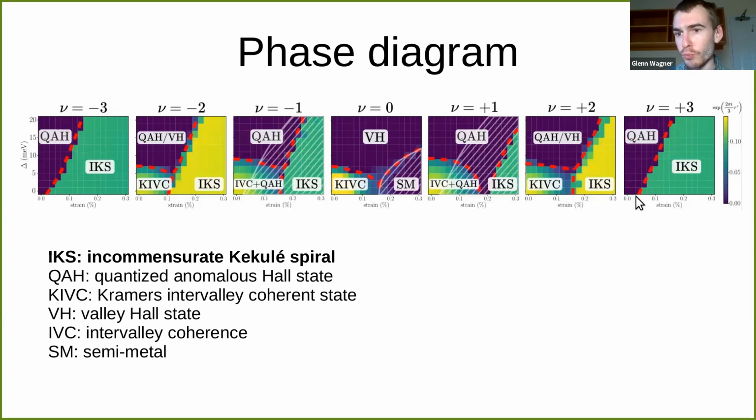And you can see that a moderately large strain of about 0.2% is enough to stabilize this IKS state for all non-zero integer fillings. And hence we propose that this IKS state is a robust candidate for the insulating state observed at non-zero integer fillings of the moiré bands. So all the other states listed here are already well known, and so I'm not going to discuss them any further, and I'm going to discuss the properties of this IKS state, which is new.